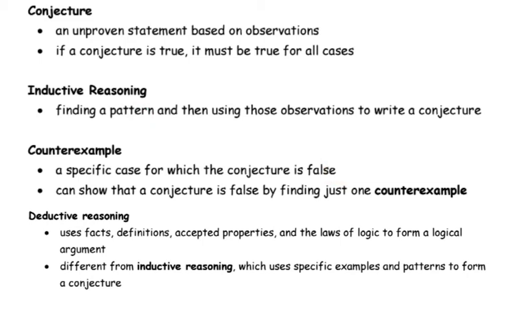So as I was saying, if you're able to find one example that'll prove something false, prove something wrong, then that's basically what we call a counterexample. Deductive reasoning uses facts, definitions, accepted properties, and laws of logic to form a logical argument. It is different from inductive reasoning, which uses specific examples and patterns. So inductive reasoning, key thing here is patterns. Deductive reasoning comes from facts.